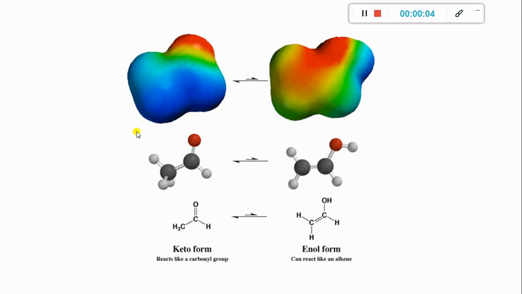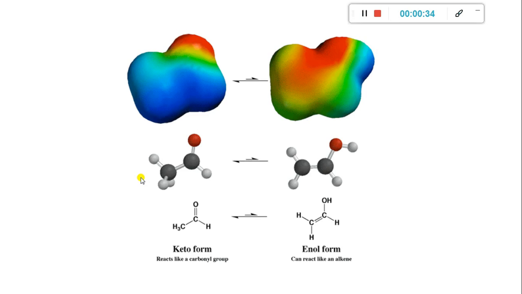Look at the electrostatic potential for acetaldehyde. The more red color means higher electron density. More blue color means lower electron density due to the electronegativity of oxygen, which makes the hydrogen more acidic with less electron density. So we can abstract this hydrogen by any base.